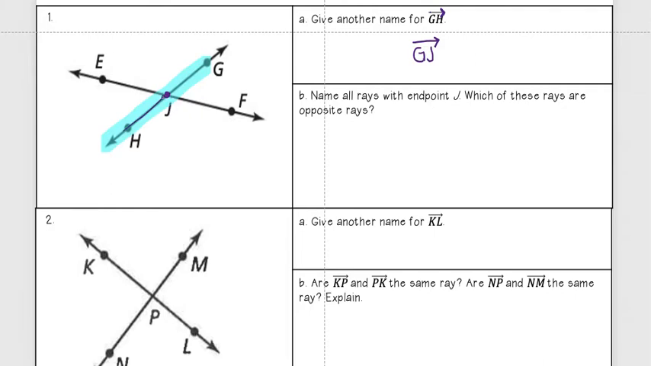So I could have, let me erase that, I could have JH. And again, when I'm putting this arrow on top, it's important that my endpoint is first, because that's my endpoint J. Well, what would be opposite of it? It's the one that's going to create a line with it. So I could have JG. And so these ones will be opposite rays.